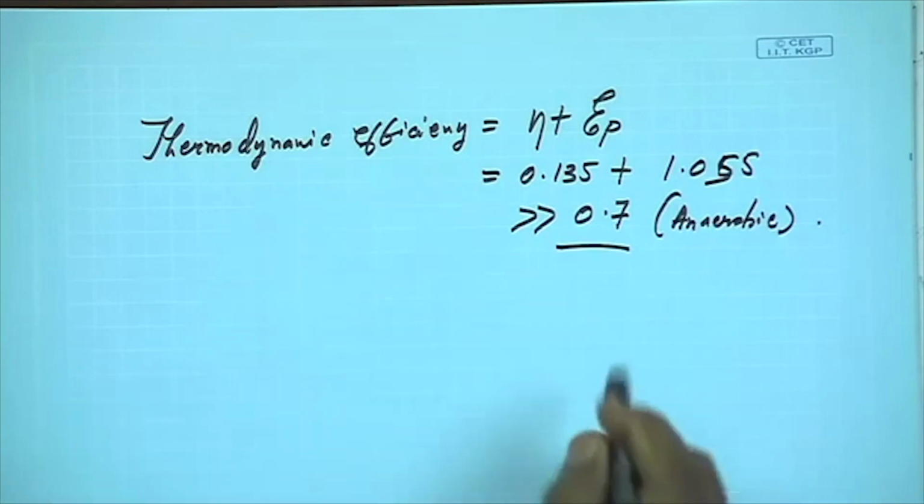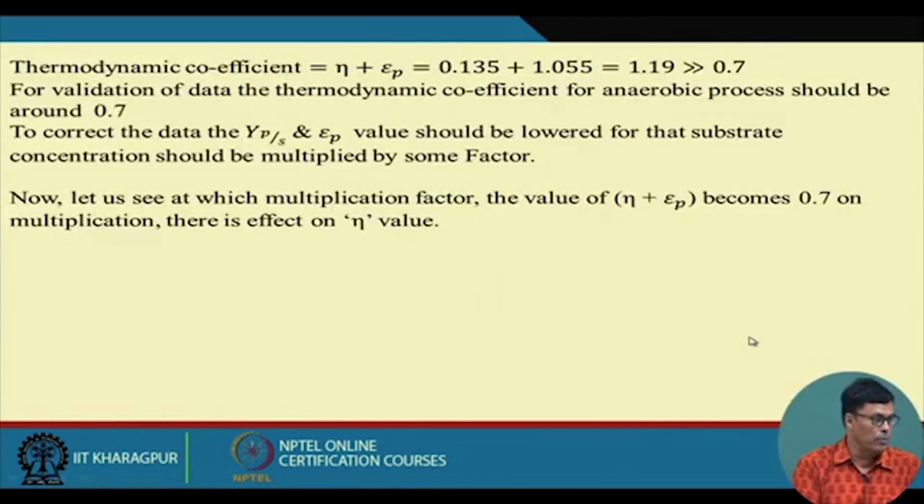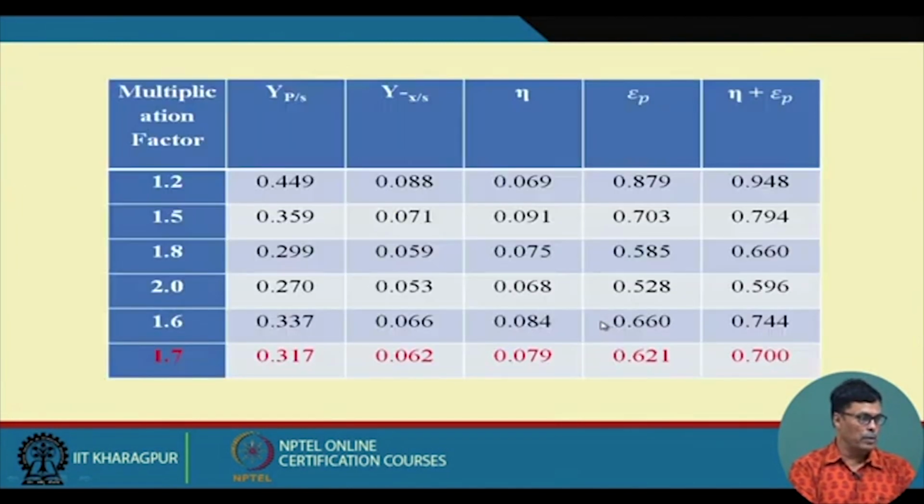So it is obvious that whatever data you have reported here has some mistakes. We have to find out where the mistakes are. When we try to do that, we find out which component plays a very important role and might have some error.